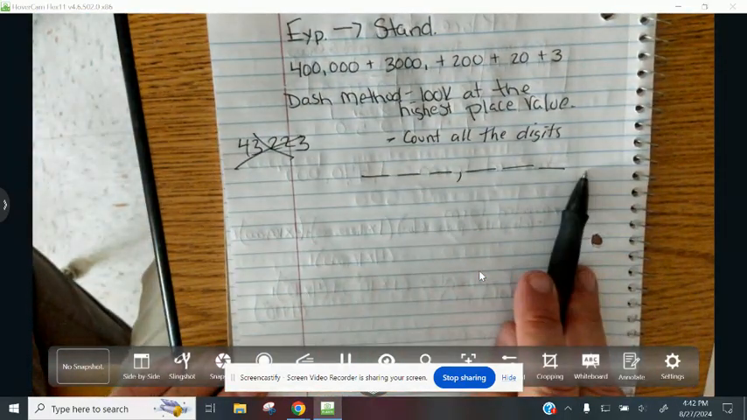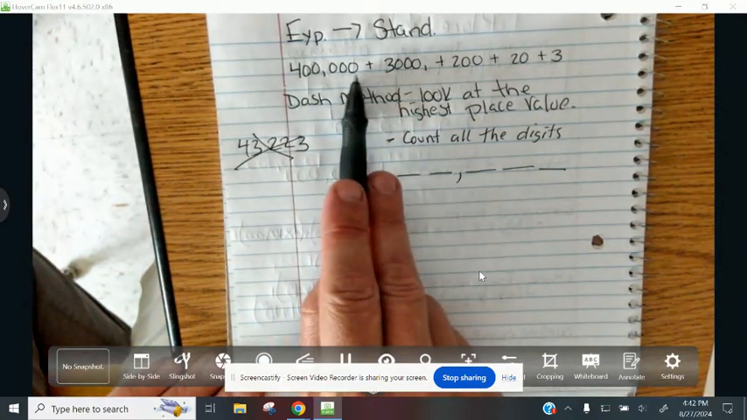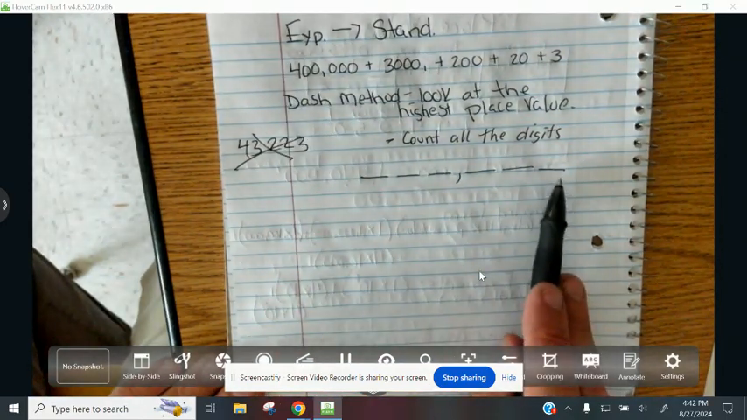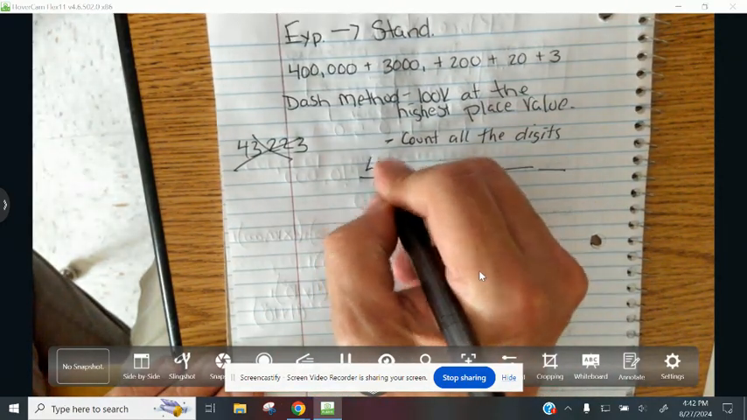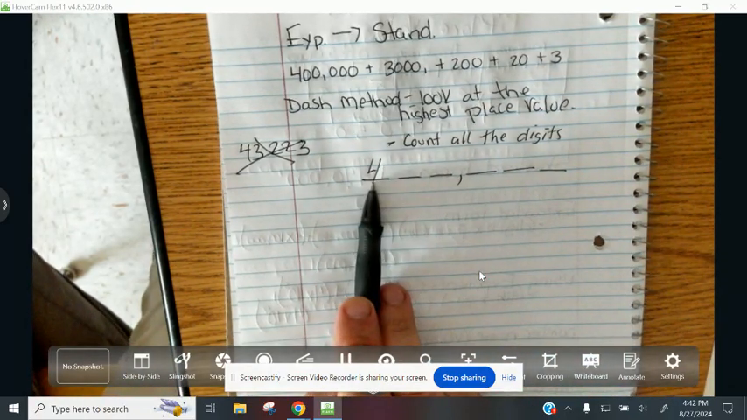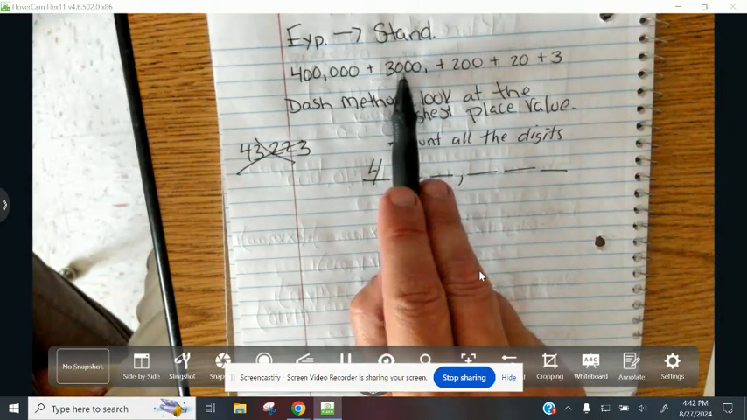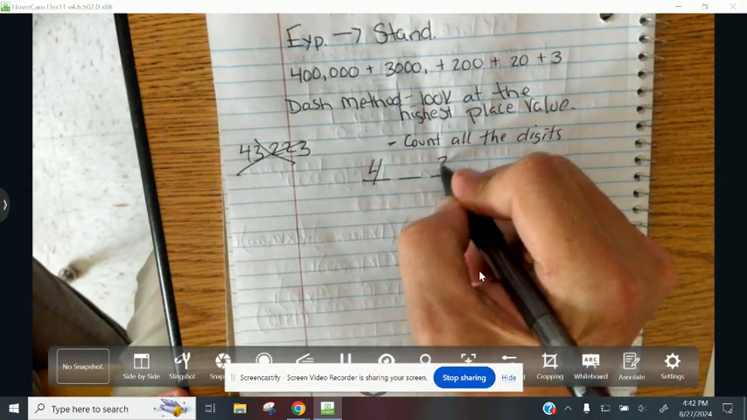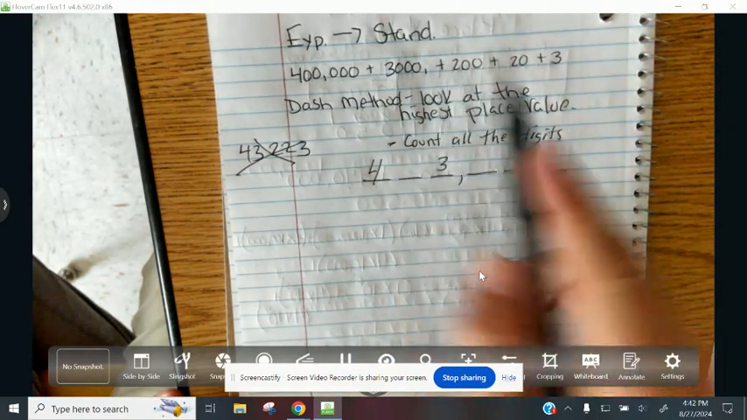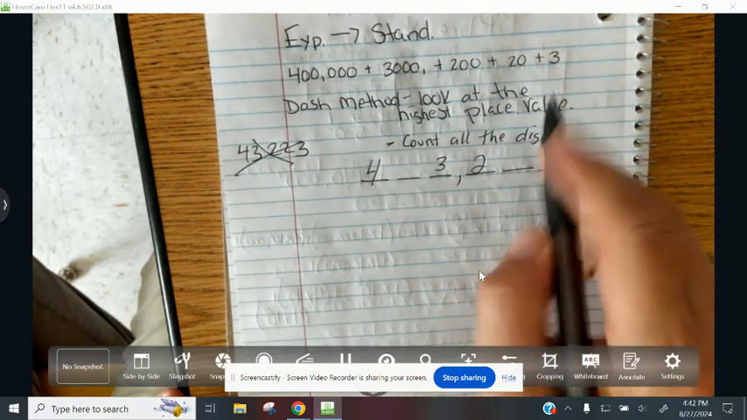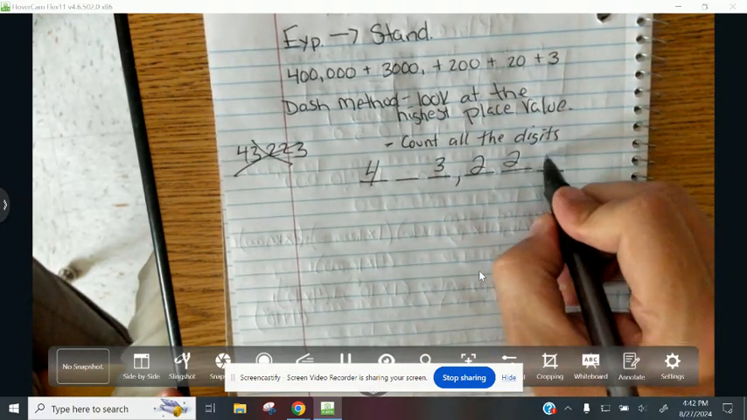So this is why I use the dash method. So look, count the digits. 1, 2, 3, 4, 5, 6. In my 6th dash, my first dash, however you want to say it, I have a 4. Okay? 1, 2, 3. Let's see. Count this. 1, 2, 3, 4. So my 4th one, I should have a 3. My 3rd one, I should have a 2. My 2nd one, a 2. And my 1st one, a 3.